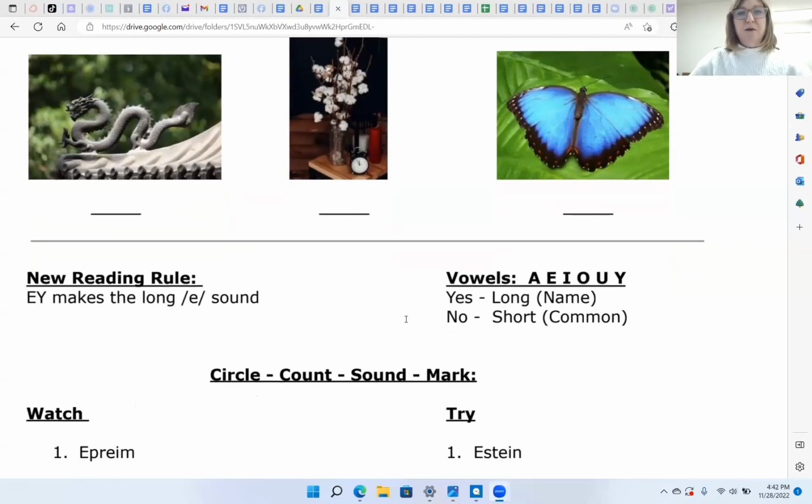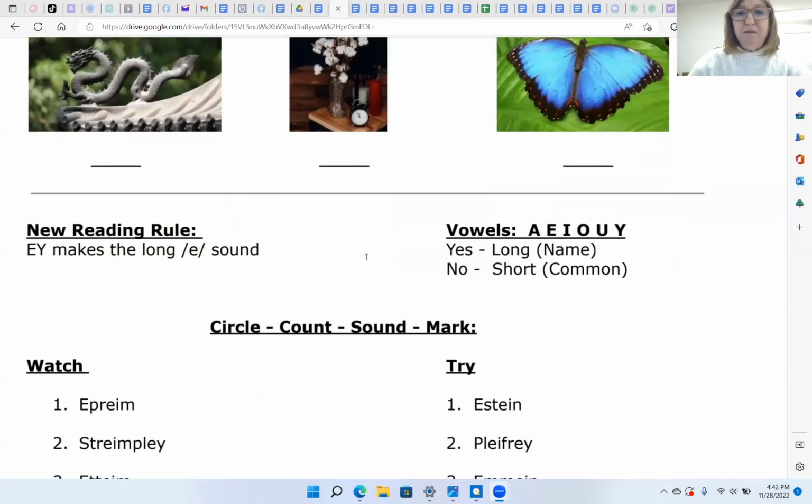Okay, let's keep going. So remember, if you just came in, I made an error on this lesson. This EY right here should say EI. EI makes the long E. It's a rare rule, but it happens often enough that I wanted to teach it to you. So let's start with number 1.